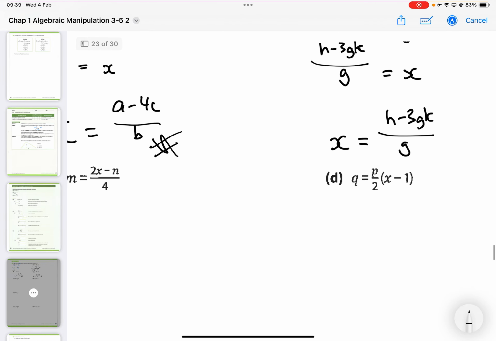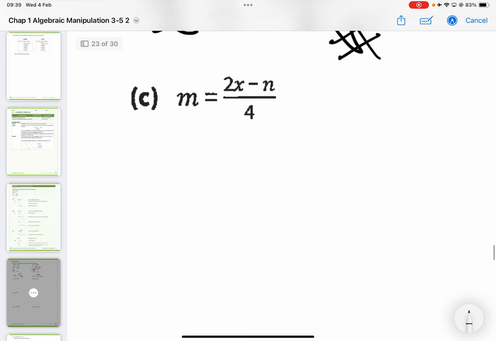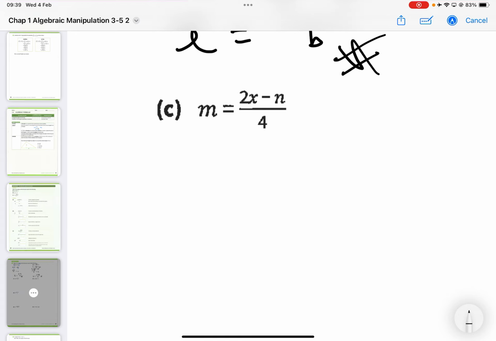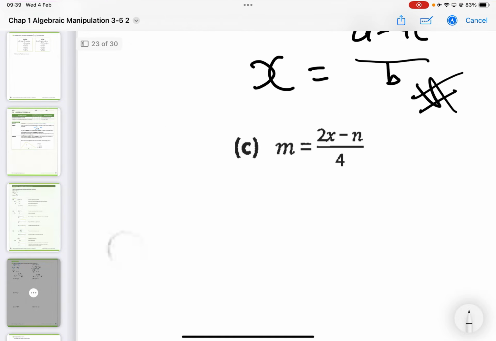Okay, done? Then we go to part C. I start, then you all continue. For part C, we have our x here inside the numerator. So now my fraction over here, the numerator has more than one term.